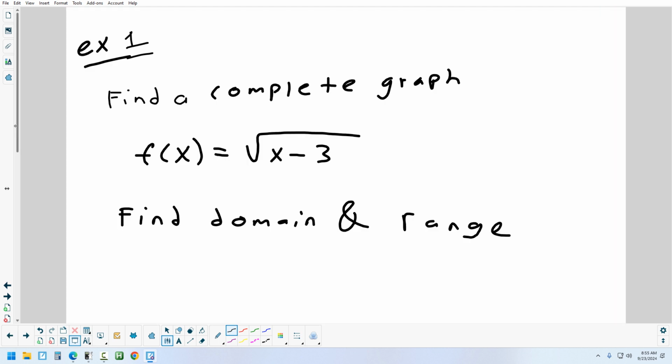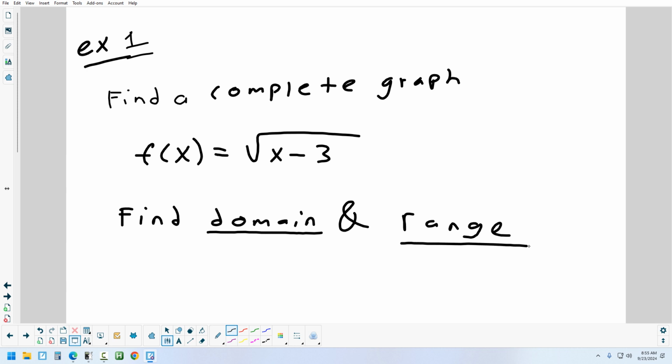Well, this is kind of like the one I just actually had on the board. Well, I'll just do it anyway. So it says find a complete graph. Gives us the square root of x minus 3. And then it asks us to find the domain and the range. Domain is usually the easier one. All we got to check for is, can we divide by 0? Could we take the square root of a negative? We need to avoid those two things. When we get to range, that's where we'll do it on the calculator and look at a picture.